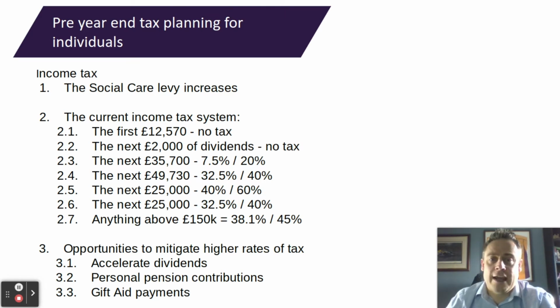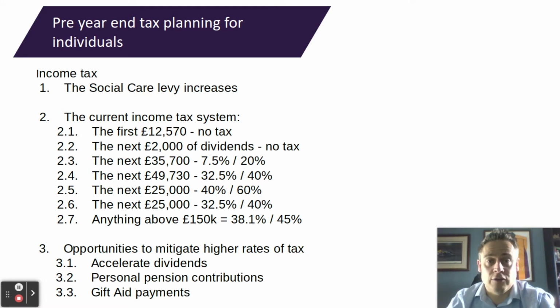Now, just to recap on how the current system works, the first £12,570 of any individual's income is tax-free because of the tax-free personal allowance. Where you are taking income in the form of dividends, then the next £2,000 is also tax-free by virtue of the dividend allowance. The next £35,700 of dividend earnings are taxed at 7.5%.